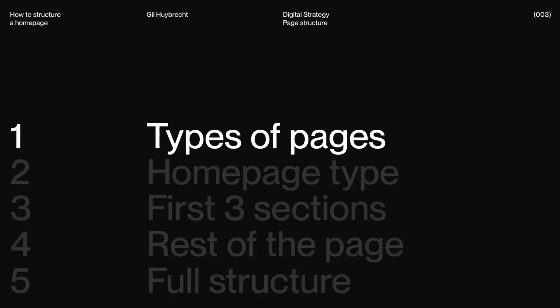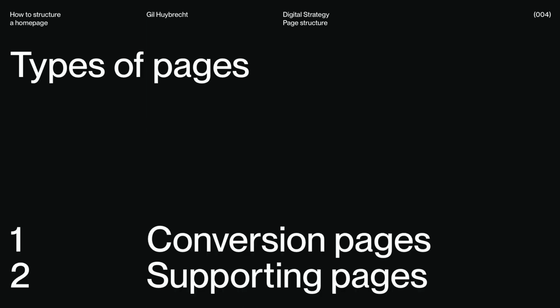So to understand how we can structure a homepage in the most effective way, it's important to first have a look at what type of pages there are. A web page can have one of 2 different types for me. The first type is what I call conversion pages, and the second one are supporting pages. Let's first have a look at what conversion pages are.